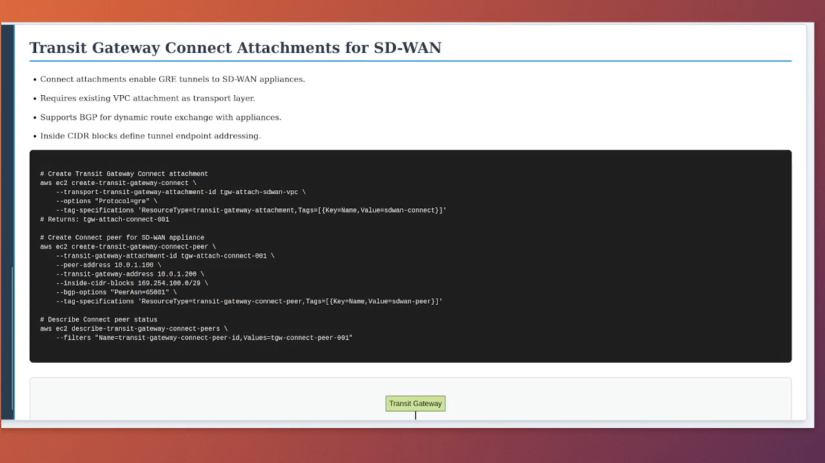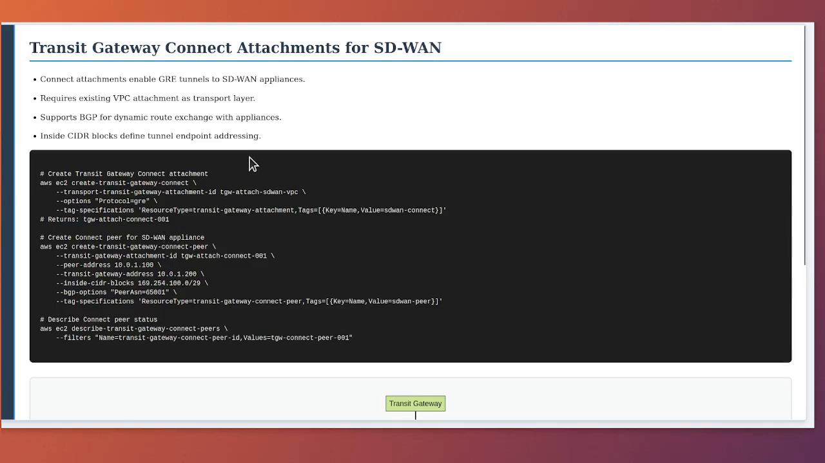Transit Gateway Connect attachments for SD-WAN. Transit Gateway Connect is a feature that enables you to integrate third-party SD-WAN appliances with your transit gateway using the GRE protocol and BGP for dynamic routing. This is particularly useful when you have existing SD-WAN infrastructure and want to extend it into AWS.